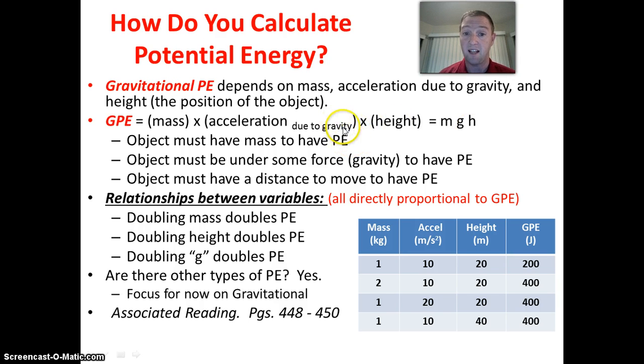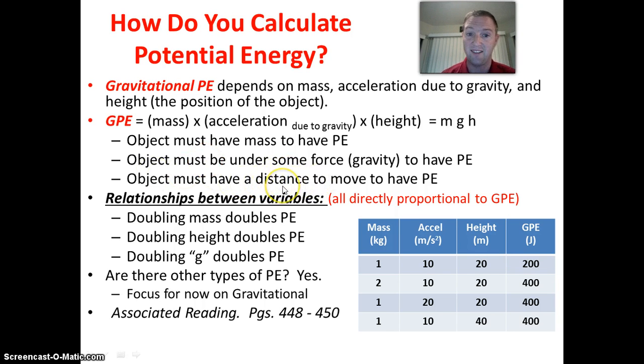It means the object must have a mass. If an object doesn't weigh anything, doesn't have mass, it has no potential energy. You need to be able to hit something and do work. Remember, energy is that ability to do work. So I need to be able to exert a force over a distance. I need a mass to have a force. I need to be under some sort of force. We're in the Earth's gravitational field. The Earth is pulling down on us. That gives us the potential to move if we fall, if we move in the Earth's gravitational field.